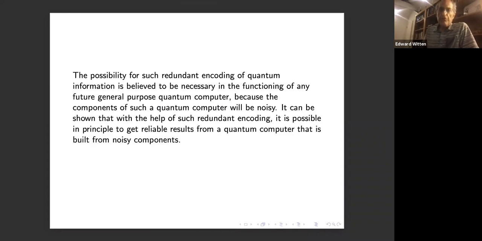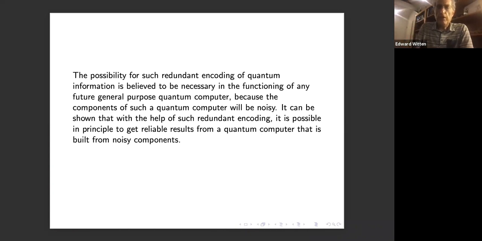It can be shown that with the help of redundant encoding, it's possible in principle to get reliable results from a quantum computer that's built from noisy components. The noisy components can't be too noisy. They have to usually work. But if your components all work 95% of the time or whatever, then with suitable redundant encoding, you can fight the errors and get reliable results, even though you're doing a long calculation during which many individual components are failing.